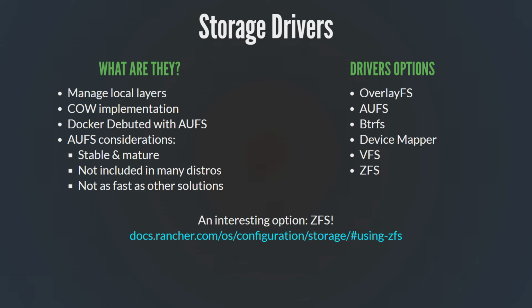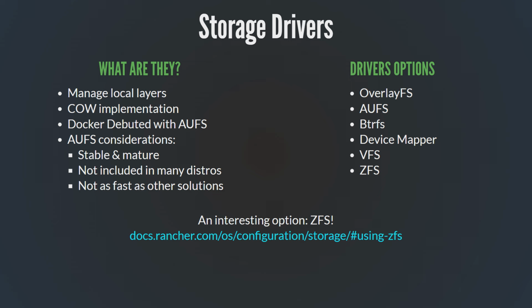OverlayFS is something that is up and coming, and I think a lot of people pose it as the next replacement for the default, right? OverlayFS. But there are other options here. You can keep using AUFS. There's BTRFS. There's Device Mapper, which is often a replacement for AUFS, especially on Red Hat hosts. VFS and ZFS. I think the ZFS option is interesting myself. ZFS is something I've played around with a lot.